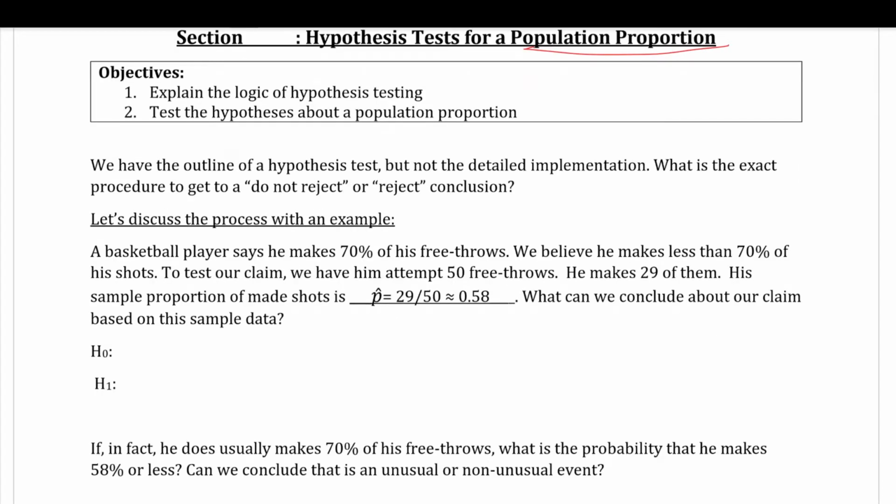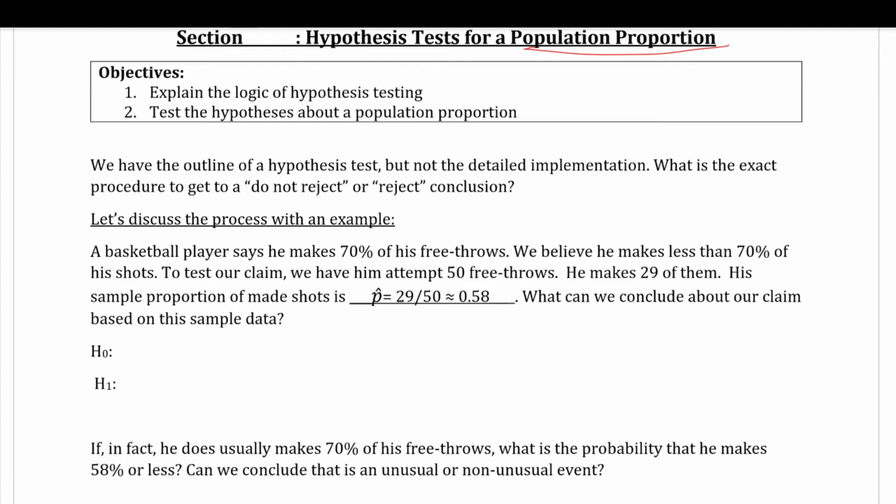A basketball player says he makes 70% of his free throws. We believe he makes less than 70%. Now, to test our claim, we have him attempt 50 free throws. He makes 29 of them. His sample proportion of made shots is 29 out of 50, right? That would be your sample proportion, because he says that he makes 70% of his free throws, but on this occasion, he made 58% of his free throws, approximately. So what can we conclude about our claim based on the sample data?